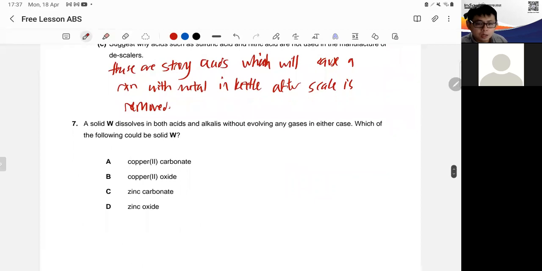Question 7. A solid W dissolves in both acids and alkalis without evolving any gas. So if solid W can react with both acids and alkalis, it probably means that it's amphoteric.